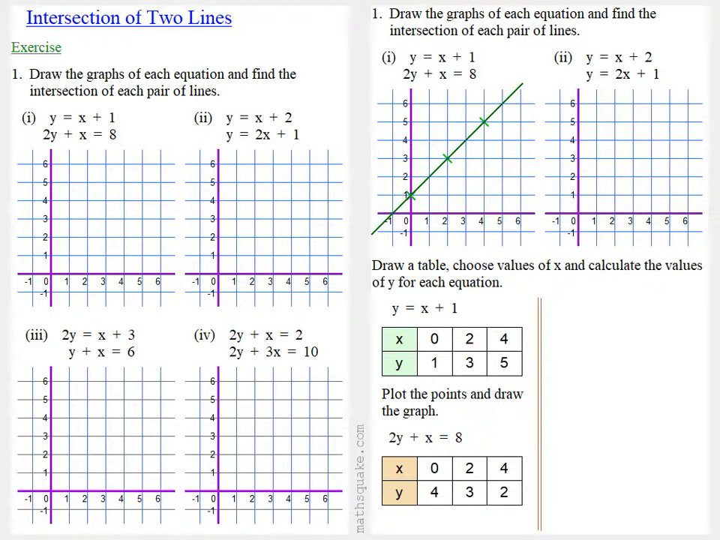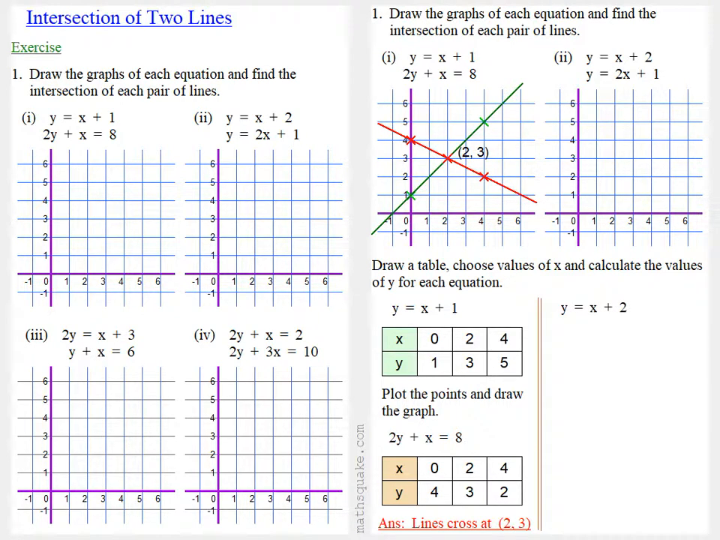Now we can plot those points on the graph and join with a straight line. Now we see that the two lines intersect each other at the point 2, 3. So our answer is the lines cross at the point 2, 3.